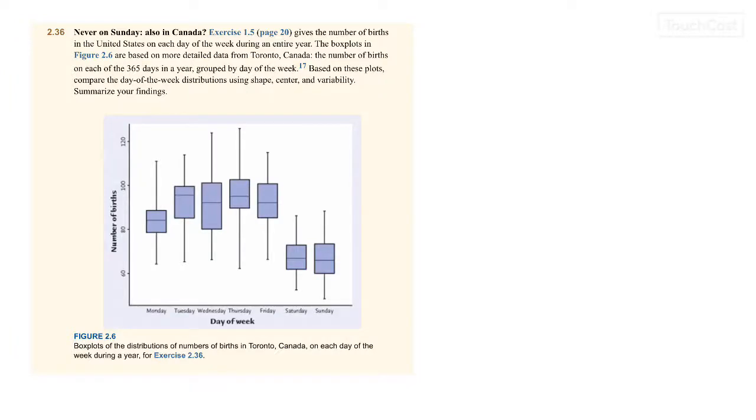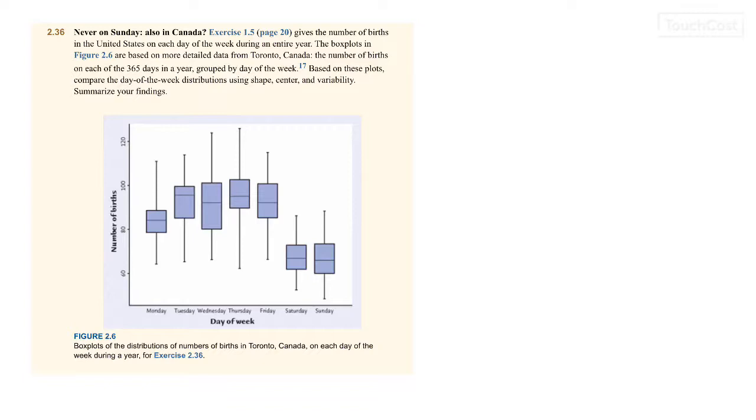So in this video, I'm just going to walk through the McMillan problem 2.36, which is part of guided practice 4. So this is a series of box plots that were put together based on some sort of analysis of the number of births in the United States based on each day of the week.